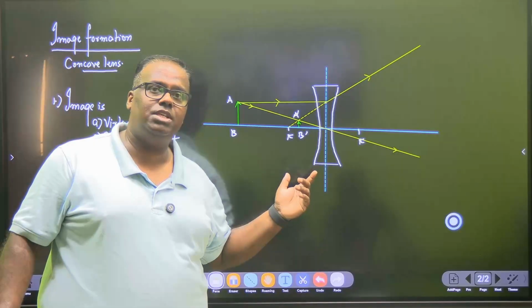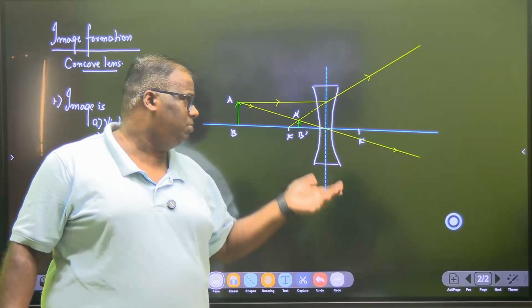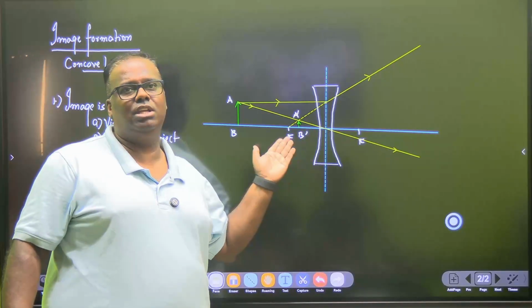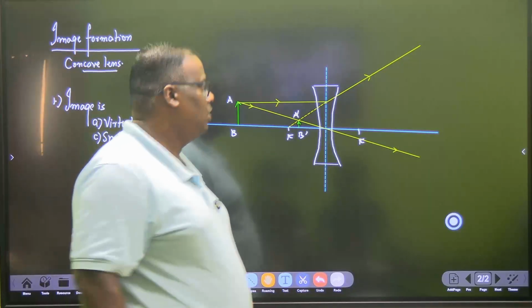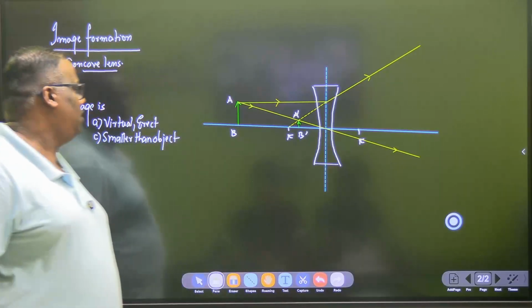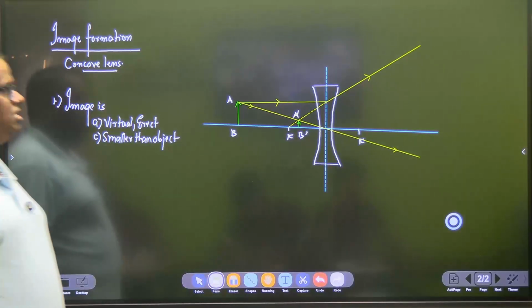The image is placed. Object can be placed anywhere. We have taken it beyond focus, wherever you take. That example I'll give you. You just draw this one, and once this is done, let's take some common sense.